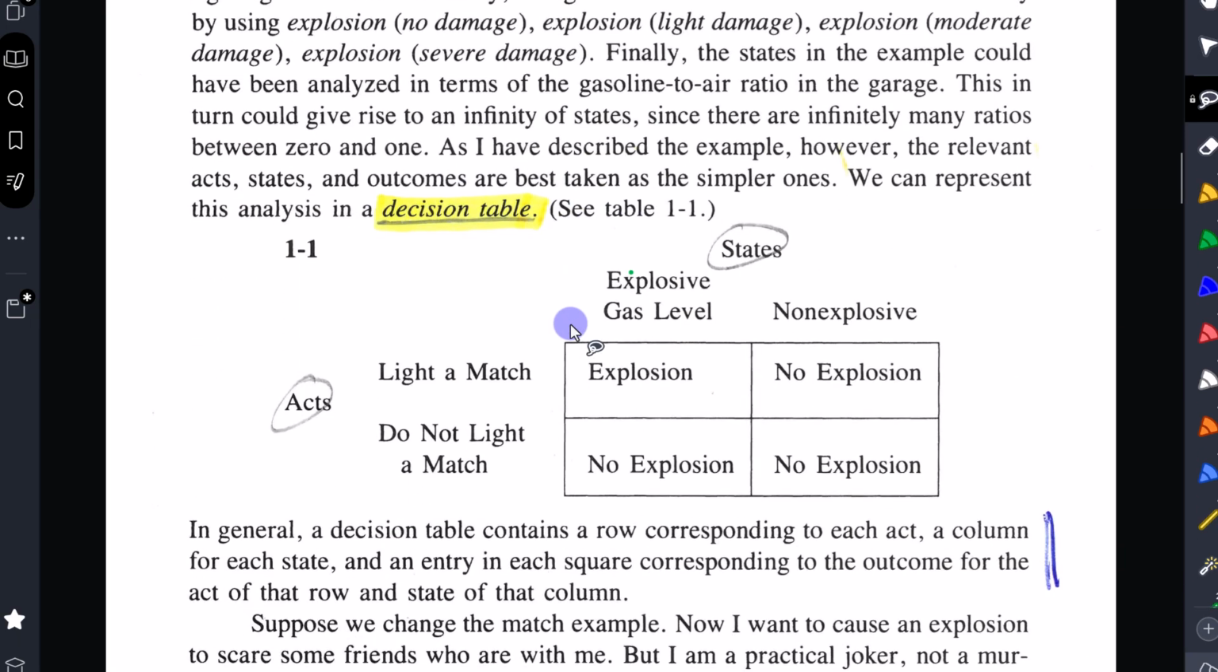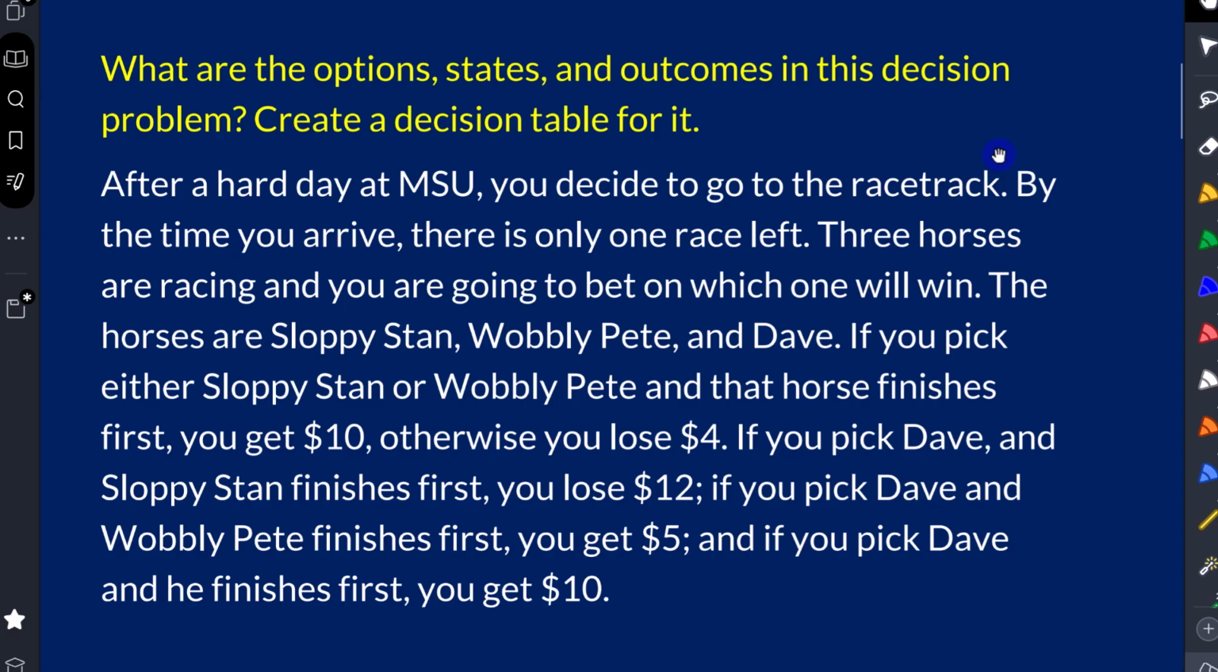And when we have a decision problem, often or typically, we want to set it up in a decision table, like this one here. Okay, so we'll do that. We'll look at this decision problem here. We'll identify the options, states, and outcomes, and we'll create a decision table.